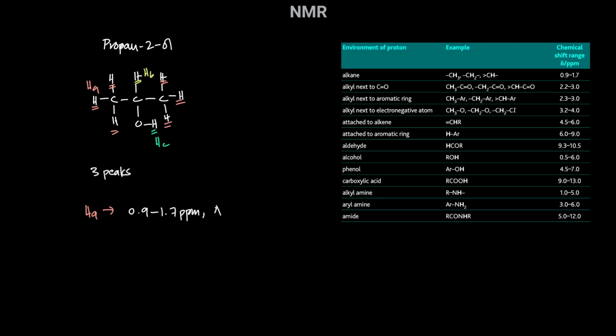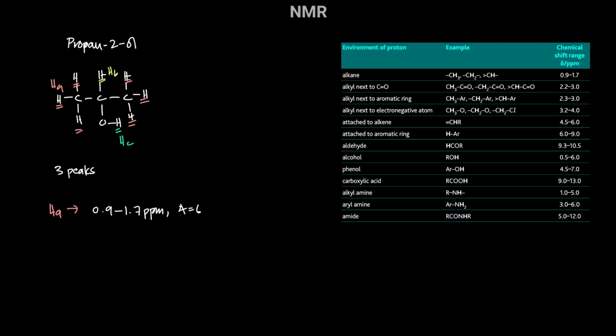And the relative area is 6. And then the splitting pattern over here will be, if you look at these 6 hydrogen atoms, HA, the neighboring carbon has 1 proton. So the splitting pattern will be 1 plus 1. Neighboring carbon has 1 proton, that's N. Splitting follows an N plus 1 rule, so 1 plus 1, which is equal to 2. So we'll see a doublet.